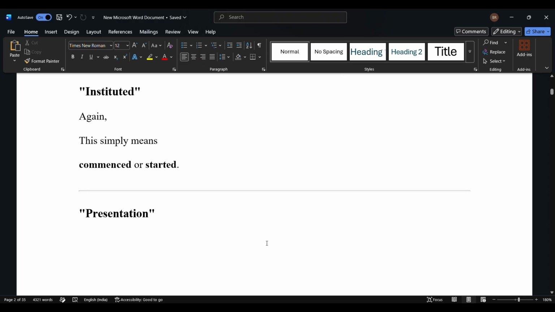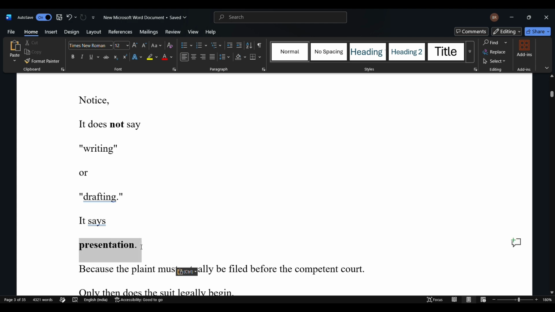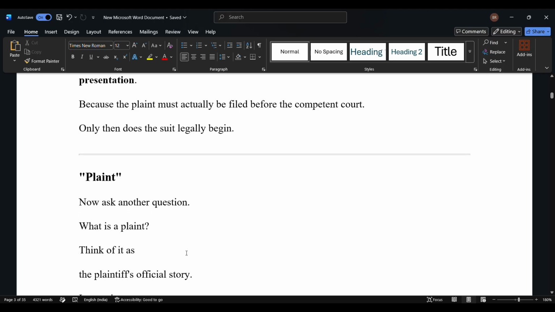Instituted. Again, this simply means commenced or started. Presentation. Notice, it does not say writing or drafting. It says presentation, because the plaint must actually be filed before the competent court. Only then does the suit legally begin.